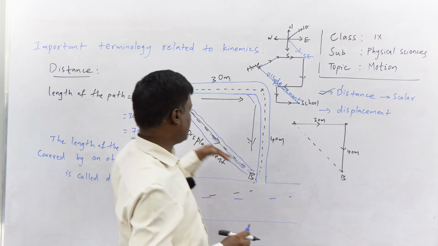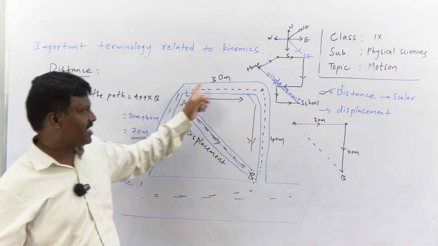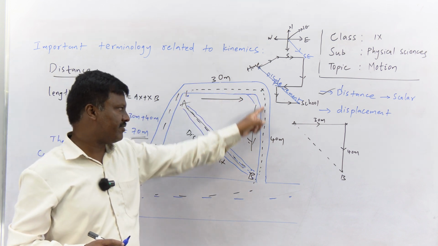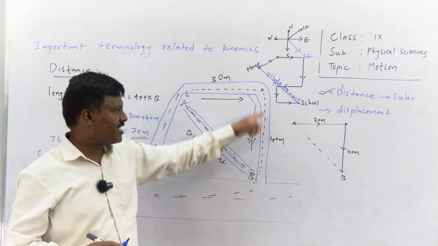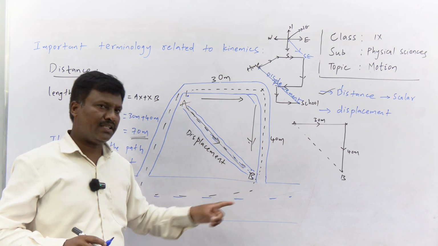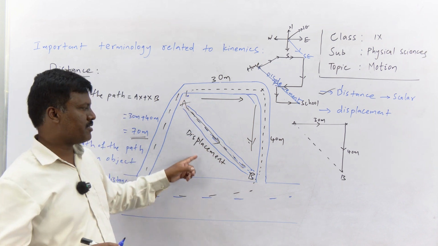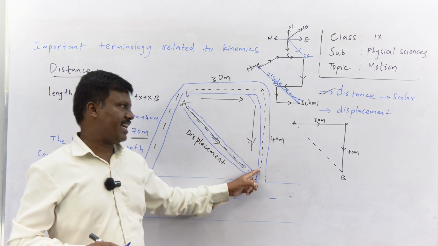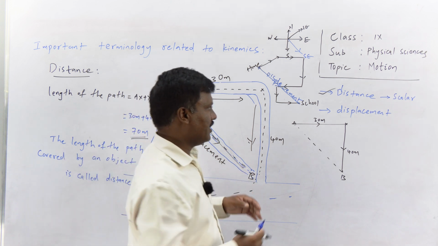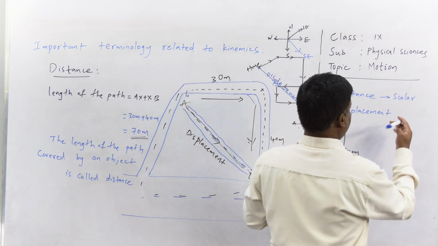Displacement is also the length of the path. Distance is also the length of the path. But for distance, the length of the path has no direction, because here the direction is changed. But for displacement, the length of the path has only one direction. So displacement has direction. Distance has no direction. That is why displacement has direction.